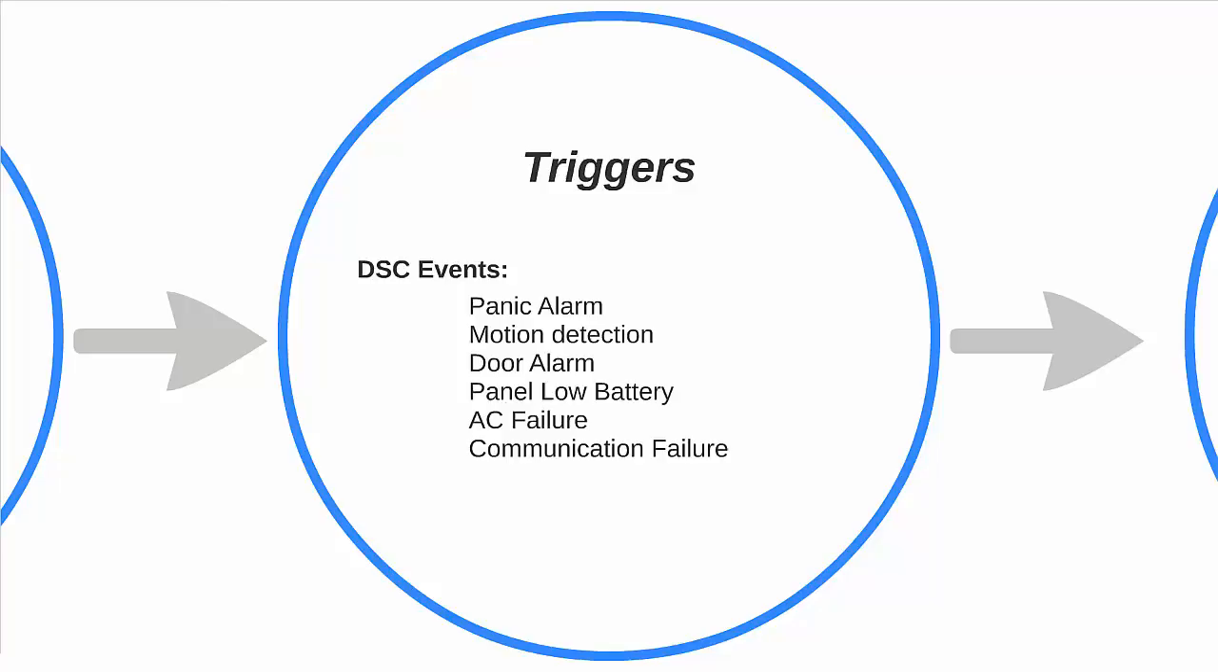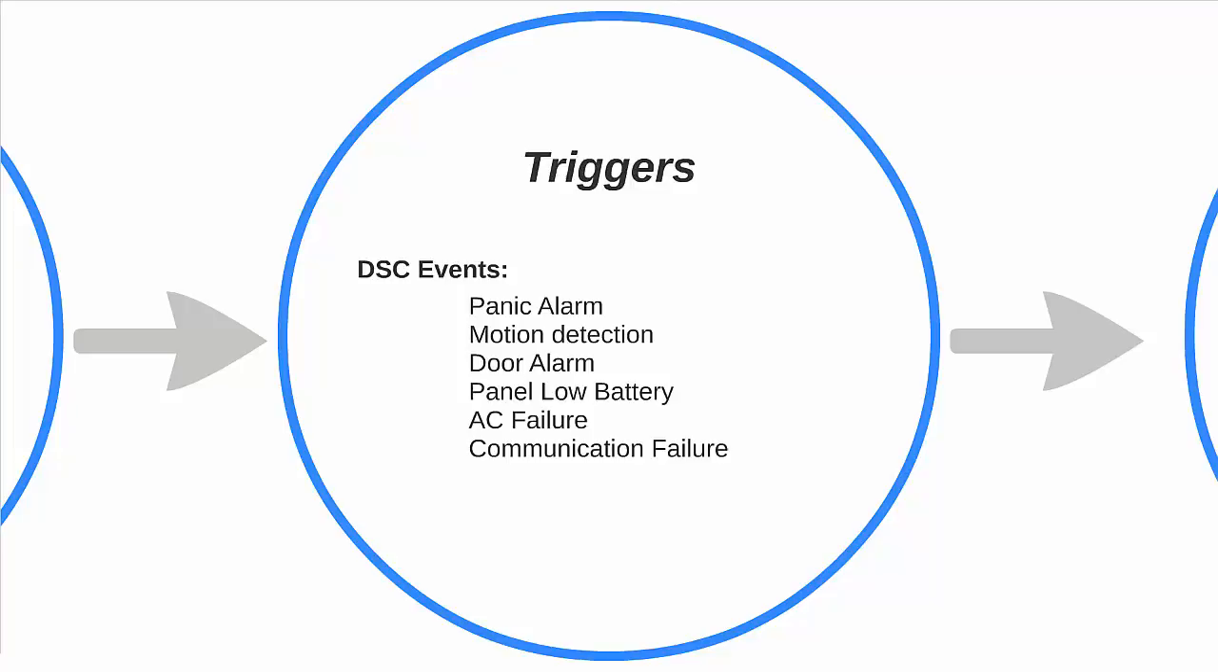So within the DSC events, we can pull every event that happens in DSC into Cantech. It could be everything from arming and disarming. There's really no limit on what comes in. It's everything that happens on DSC comes into the Cantech system. But I've listed a few things here that I find end users find to be important.